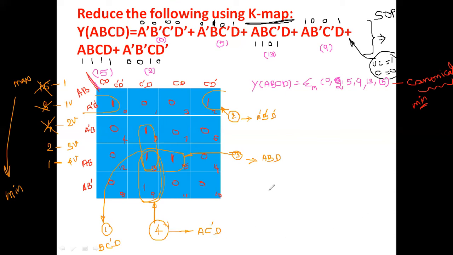Then you have to write the result. Y of A, B, C, D equals first one B, C bar, D bar, and then second grouping A bar, B bar, D bar, and then third grouping common variables A, B, D, and then the last one, fourth grouping, A, C bar, D. That's all.